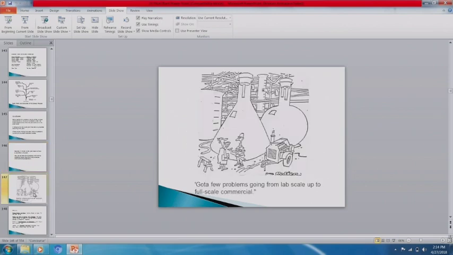All right, so I leave you with this joke, and it says, got a few problems going from lab scale to full-scale commercial. In the background, you see the chemist with his various types of beakers and the construction worker, and they do an exchange of words there.